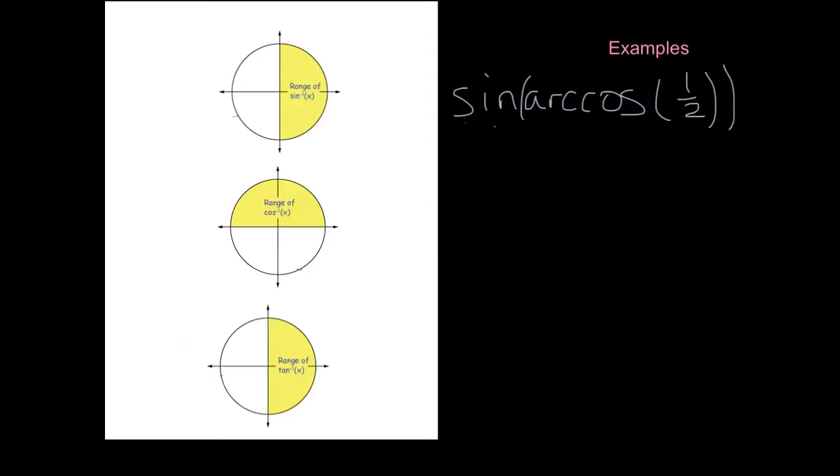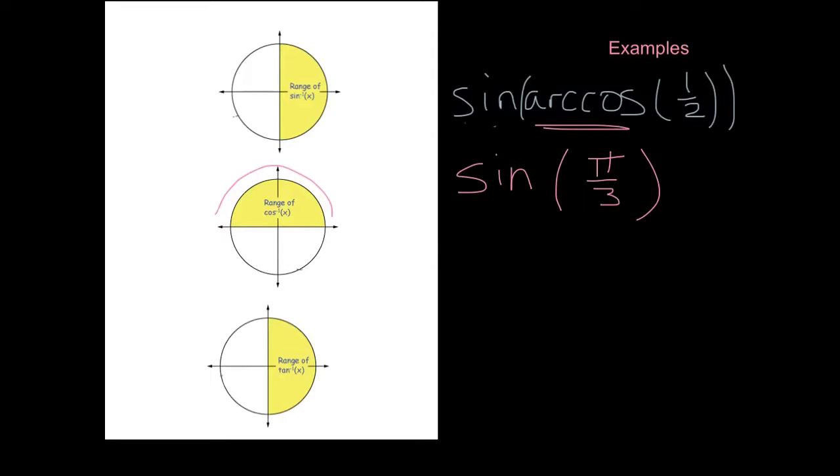If we're going to take the sine of the arc cosine of 1/2, remember that this part is just telling us to do the inverse. So I'm going to look for the inverse cosine in this part of the unit circle, the inverse cosine of 1/2, which is going to be in the first quadrant. The inverse cosine of 1/2 is pi over 3. So I just leave that like it is.